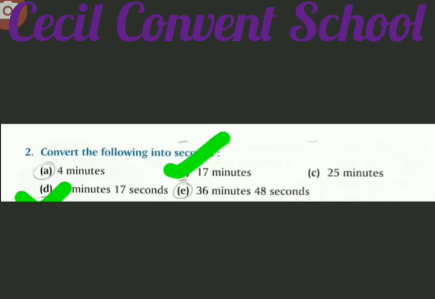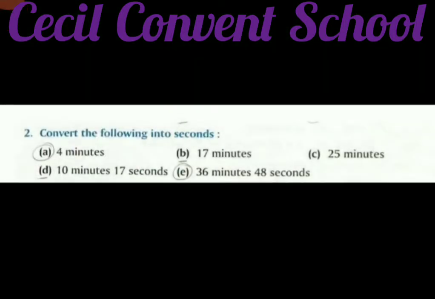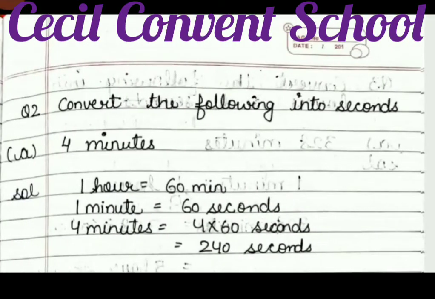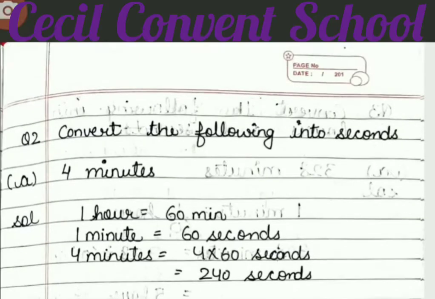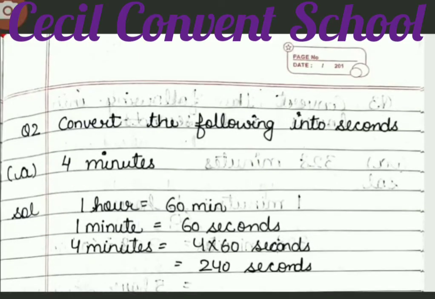Clear? Now listen. How to do A part? A part is 1 hour is equal to 60 minutes. Clear? But what we need is minutes into seconds. So for converting minutes into seconds, what do you do? 1 minute is equal to 60 seconds. Clear? Then the question is 4 minutes. Which one you have to write on the left hand side? 4 minutes you will write down of 1 minute. Clear? Now you are converting from 1 to many.